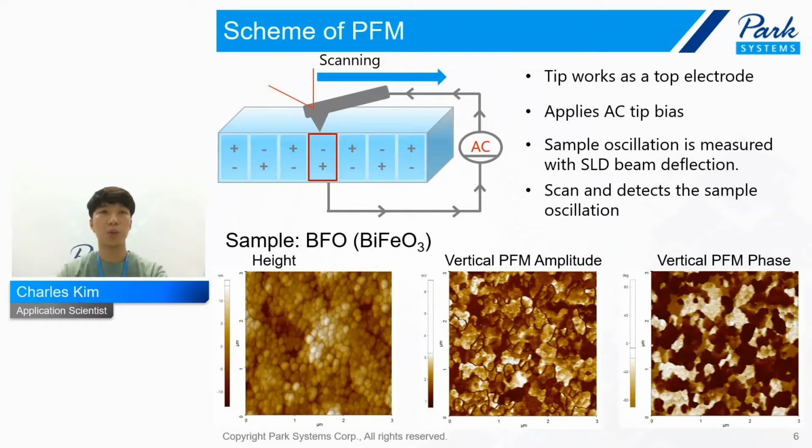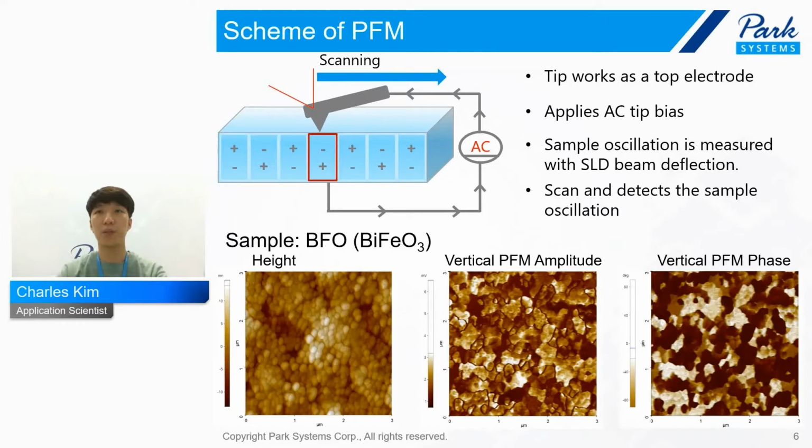There is no big difference, and you cannot distinguish where has the different domain or different polarization here. But in the vertical PFM amplitude signal, you can see some contrast of the signal, and somewhere you can see very clear edges. These edges mean the domain boundary between the upside polarization and downside polarization.